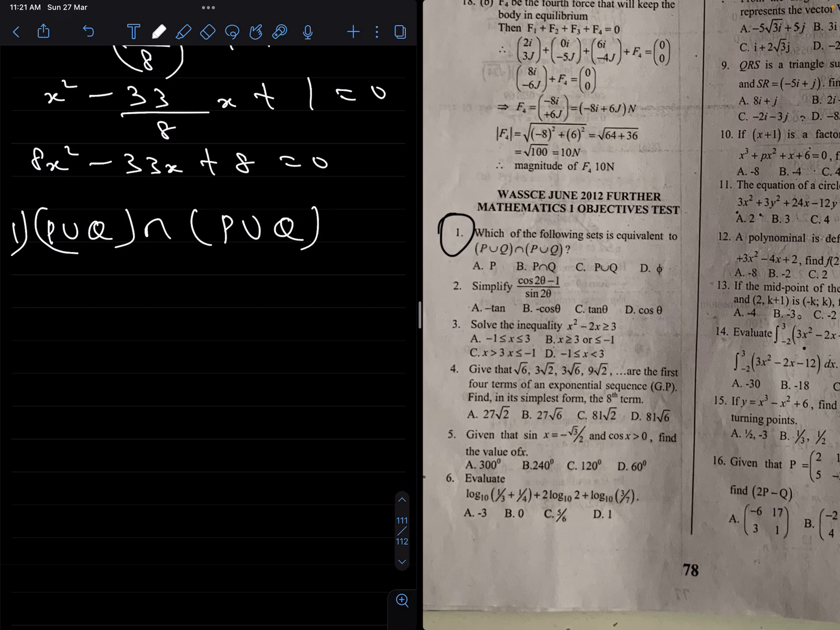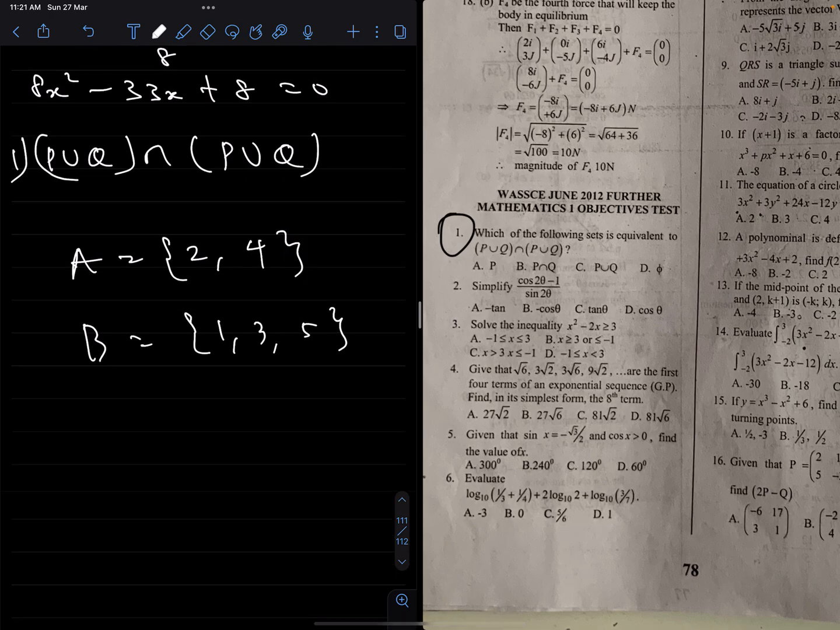Set B will have what elements? 1, 3, 5. So what is the union of both of them? The set that has all the elements 1, 2, 3, 4, 5. Do you understand? That's the union of both of them. So now let's write that down. Set A is the even numbers 2 and 4. Set B has the odd numbers from 1 to 5, that's 1, 3, 5. So A union B is what? The set that has elements 1, 2, 3, 4, and 5. Do you understand? Yes.